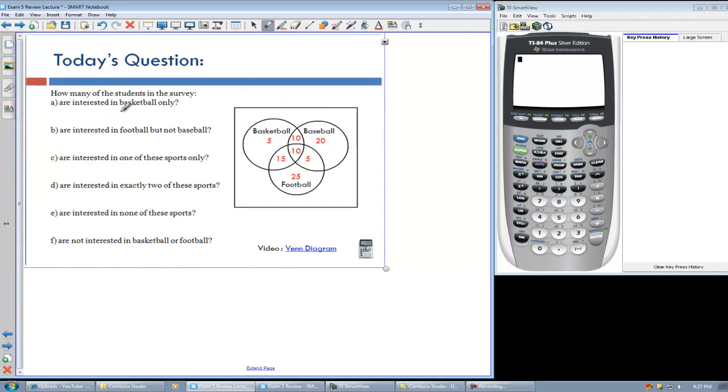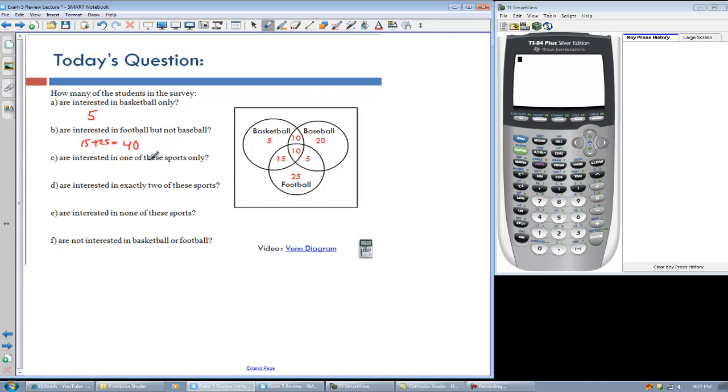All right, how many are interested in basketball only? So you just have 5 there. Are interested in football, but not baseball. So here's all the football people, but not baseball, so don't count these. So 15 plus 25. And so that's 40 people.